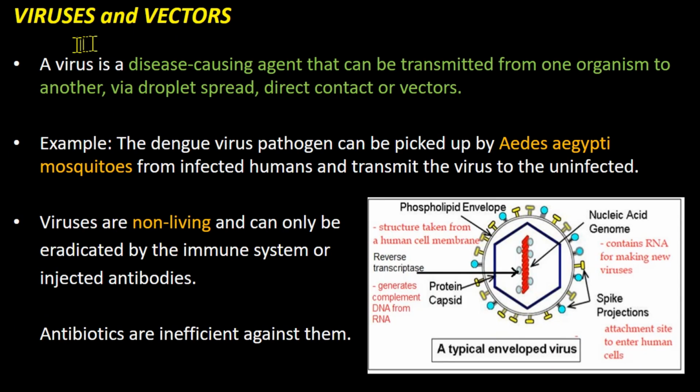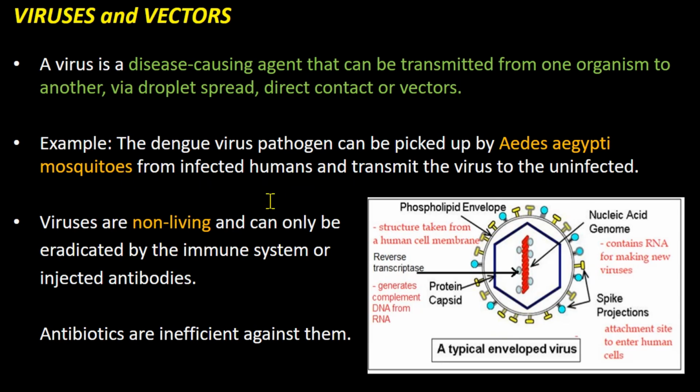Viruses and vectors. A virus is a disease-causing agent that can be transmitted from one organism to another via droplet spread or direct contact of vectors. Vectors would be like mosquitoes, flies, cockroaches. So an example would be the dengue virus pathogen can be picked up by the Aedes aegypti mosquito, particularly female Aedes aegypti, from infected humans. In this case, the mosquito is the vector for the disease and transmits the virus to the uninfected.